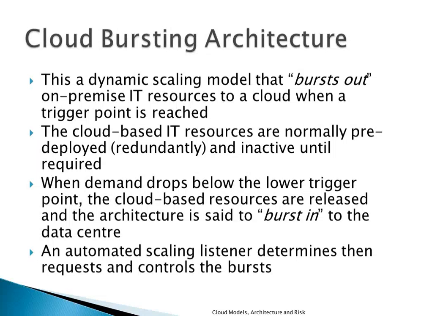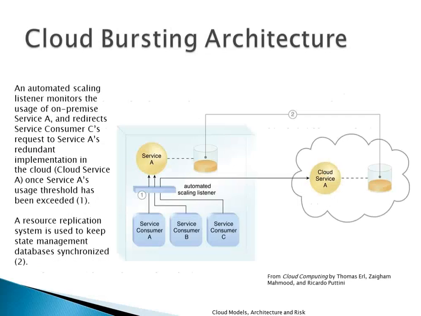And again, you have this automated scaling listener, part of the load balancing architecture, that determines the requests and controls the bursts. So here you've got an automated listener monitoring the on-premise services for demand for service A, and once it hits a certain threshold, it directs requests to a cloud service where the customer has a redundant implementation of service A sitting there. And so the listener manages that.